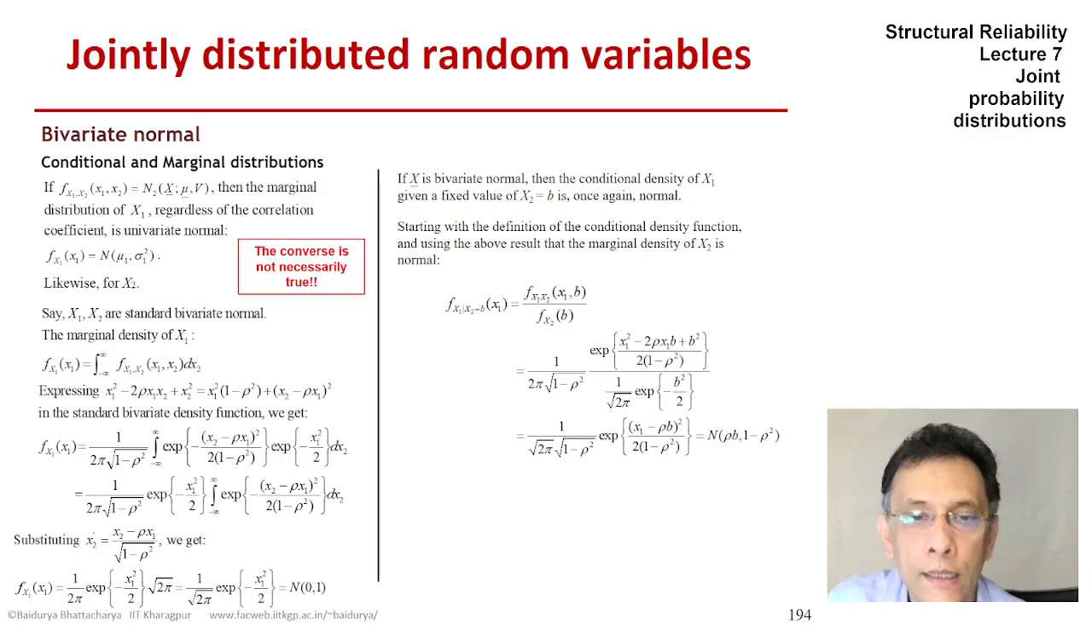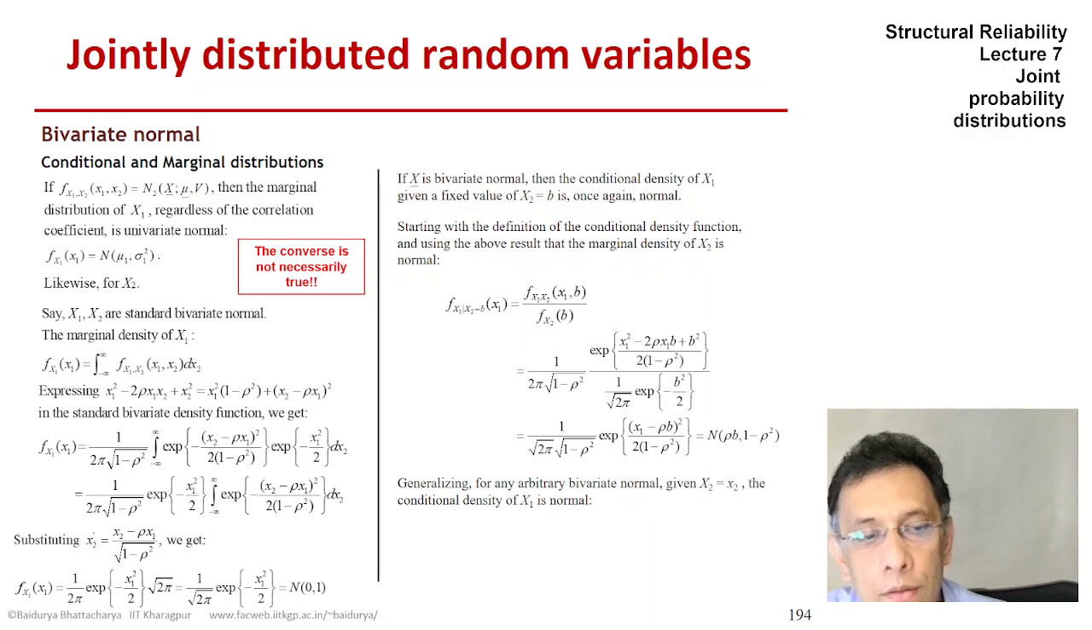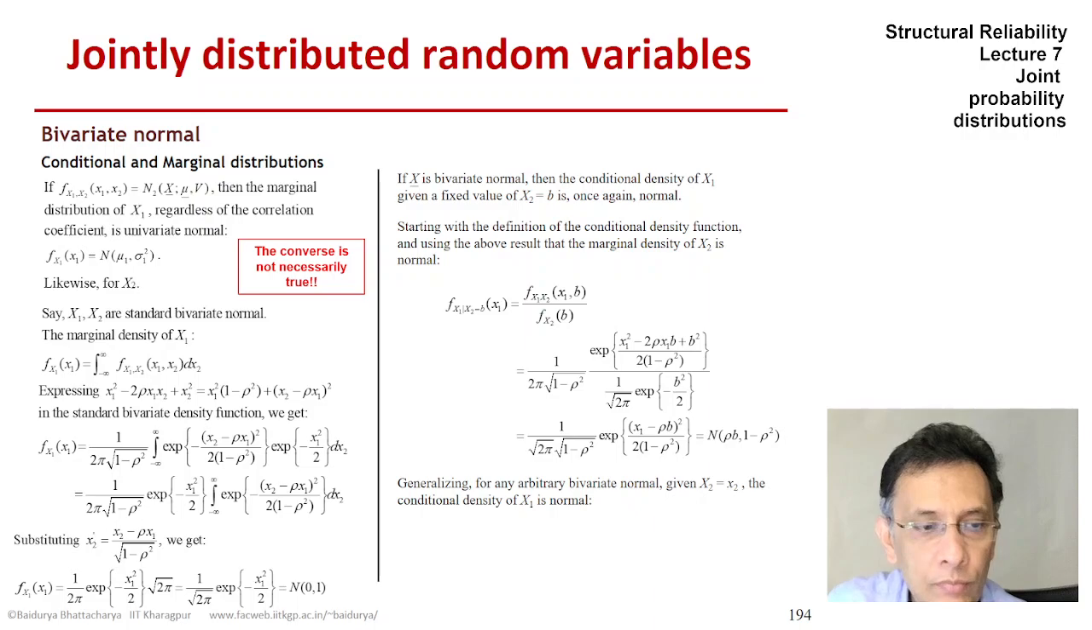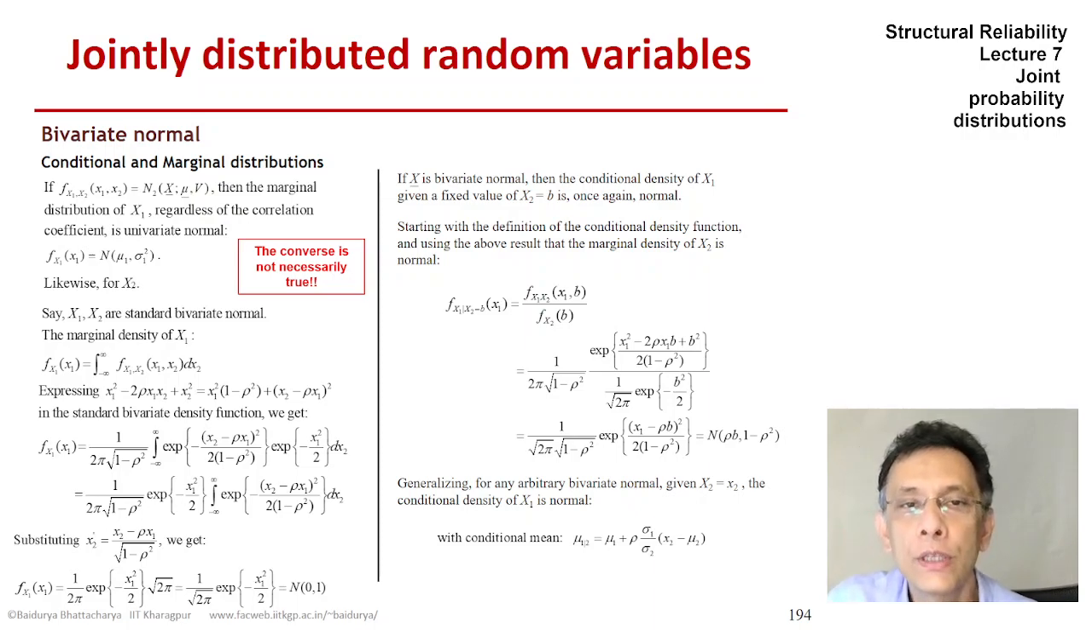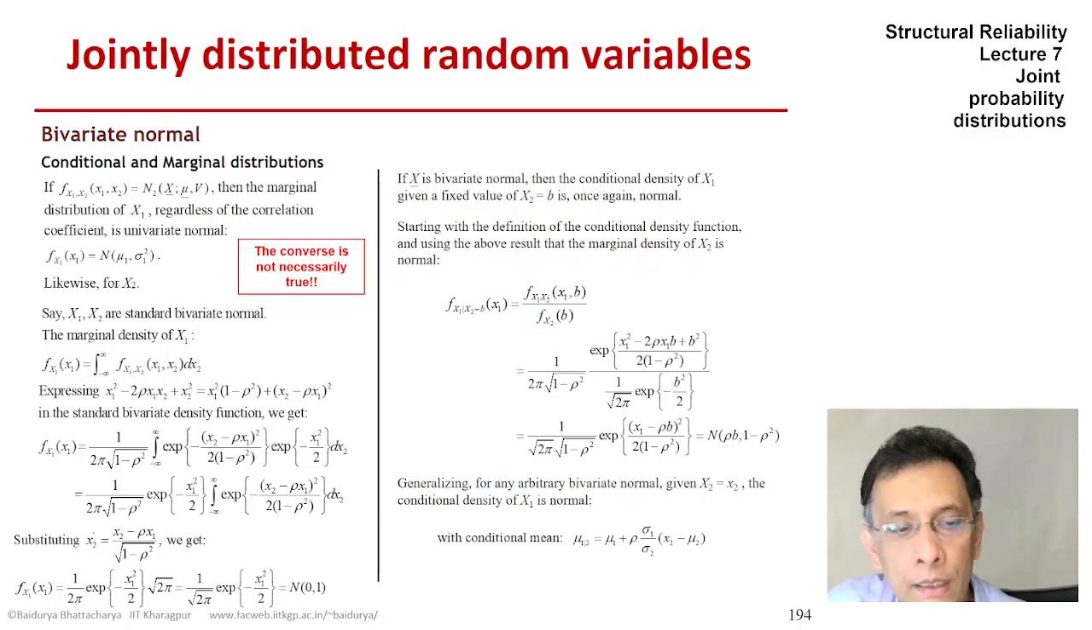And it's also to be noted that 1 minus rho squared, the conditional variance, is less than the original variance of 1. If we generalize this for any bivariate normal where x2 takes on the value little x2, then the conditional density of x1 is normal with the conditional mean, which is given in terms of the original mean plus a correction factor that depends both on the deviation of x2 from its own mean and the correlation coefficient between the two random variables.